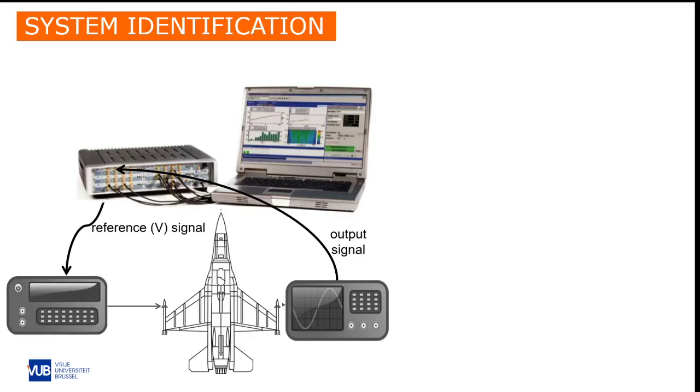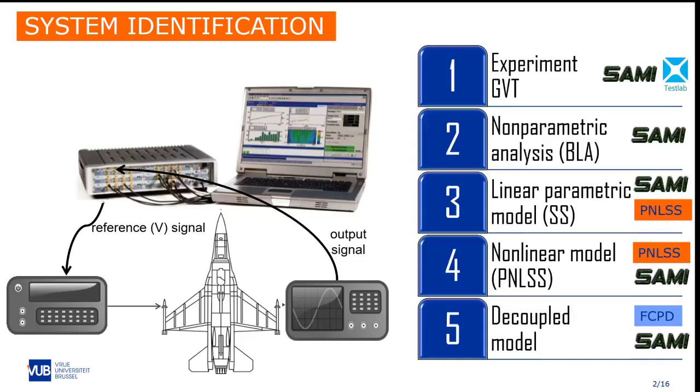This process consists of 5 steps, and this is also the outline of my presentation. The first step is the experiment design. Here we used TestLab from Siemens and our toolbox SEMI. I will explain later what SEMI is. Then the next step is to post-process the measurement. This is the classical non-parametric analysis via the best linear approximation framework. Then here we get a non-parametric FRF.